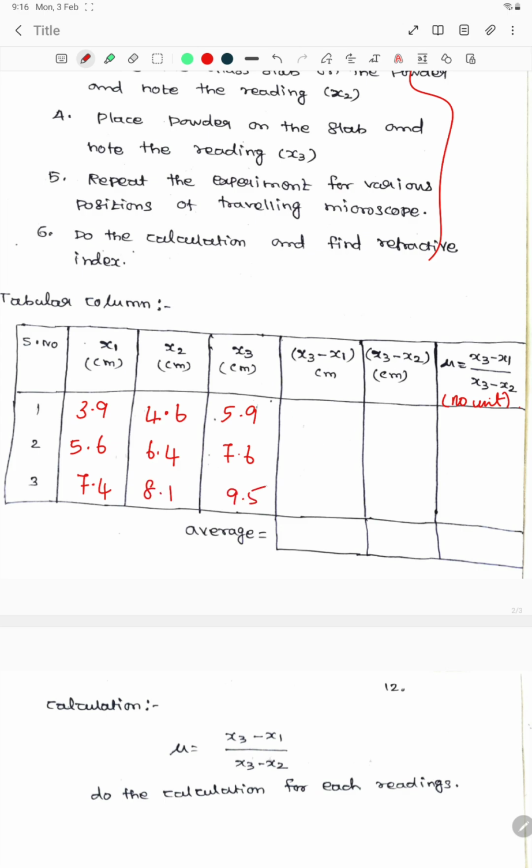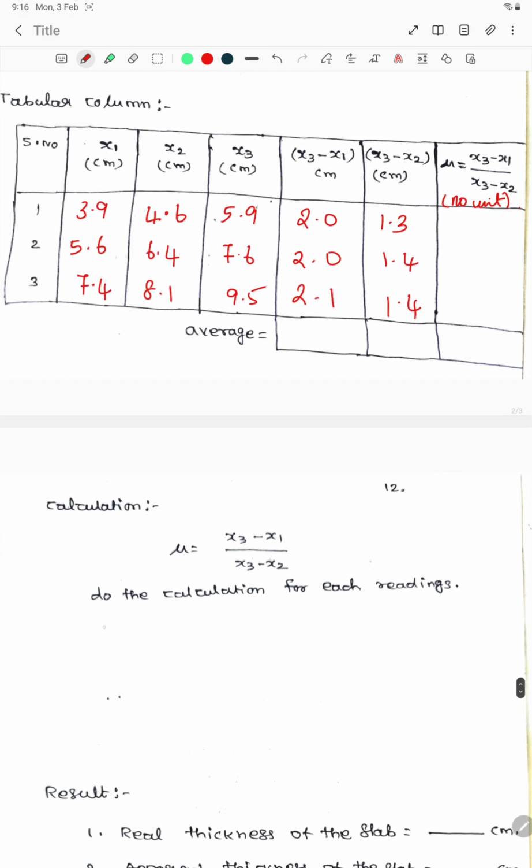Then you will write x3 minus x1. So 5.9 minus 3.9 is around 2.0, and x3 minus x2 is around 1.3. Once again here 2.0, 2.1, and 1.4, 1.4. Once you have done this, you come to the calculation part. You have to calculate the mu value for each reading. For each reading, x3 minus x1 is 2. So for the first reading, mu is 2 divided by 1.3, which is equal to 1.53. So here I will write 1.53.